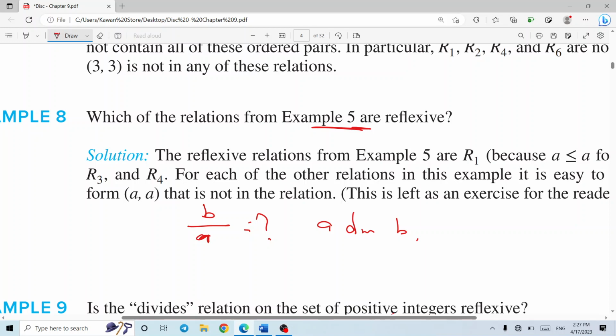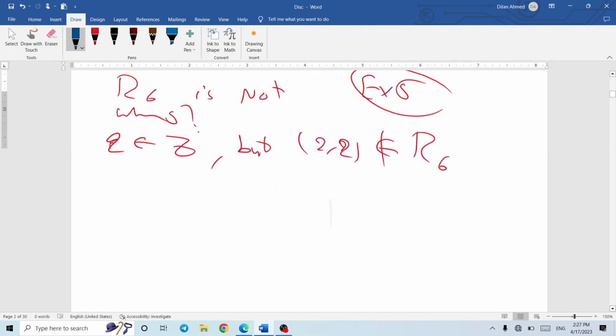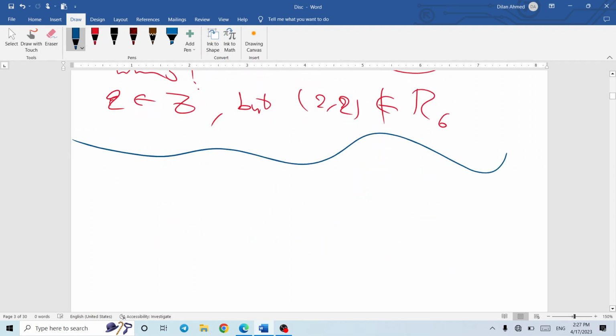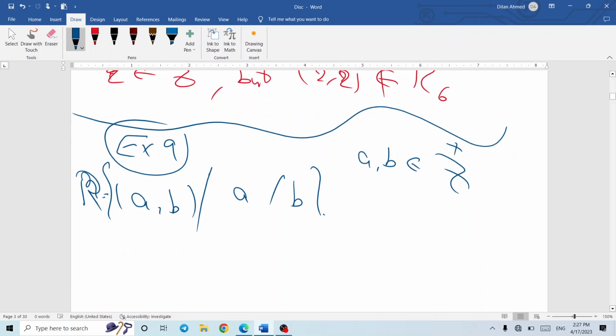Imagine the set. Imagine the set. We have A, look. Example 9, right? Okay. We have AB. Here's the relation: set of all AB, A divides B, where A and B belong to Z positive. So tell me, do we have a reflexive or not? Yes, we have. How about any other? No. Give me counter example.